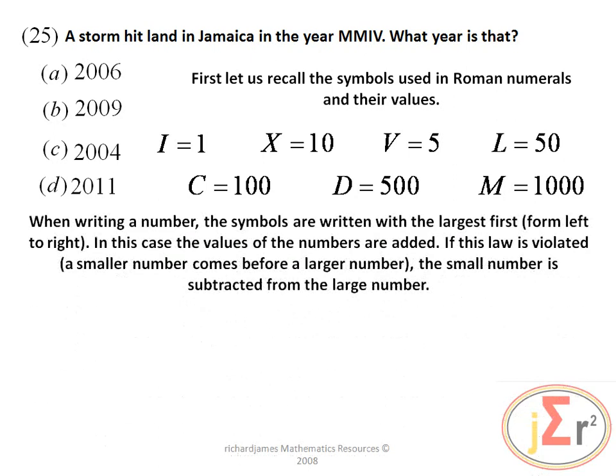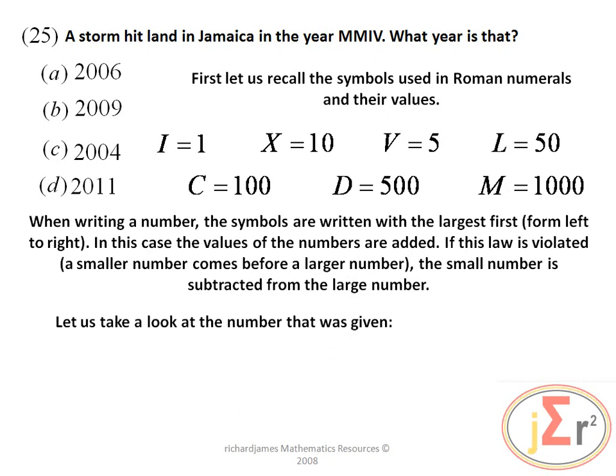When writing a number, the symbols are written with the largest first. So that's a general rule. And they are written from left to right. In this case, the values of the numbers are added. If this law is violated, that is, the law that says the big must go first and the small goes next, and a small number comes before a large number, the small number is subtracted from the large number.